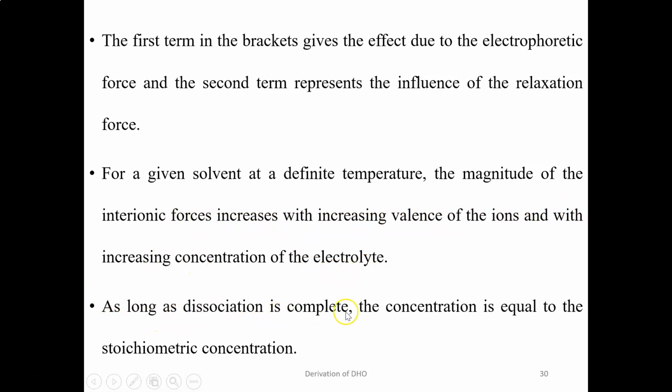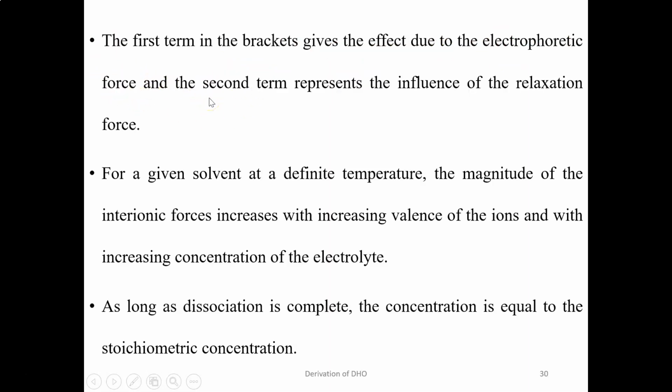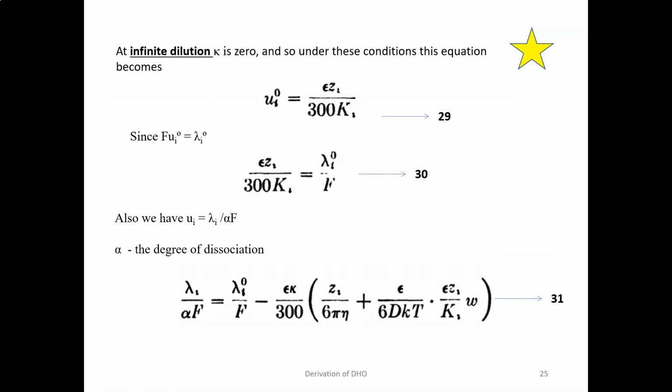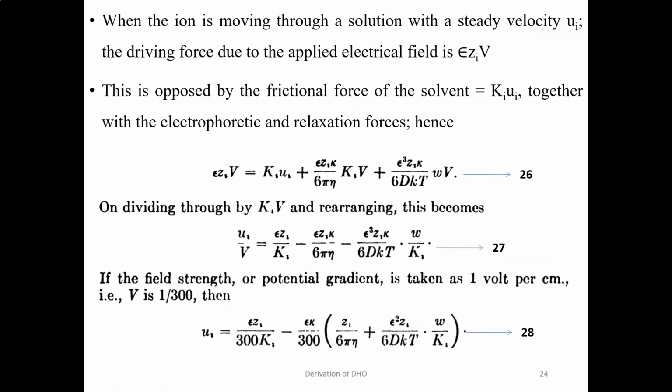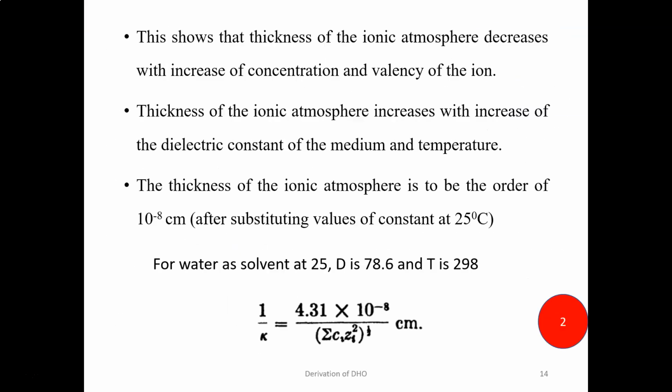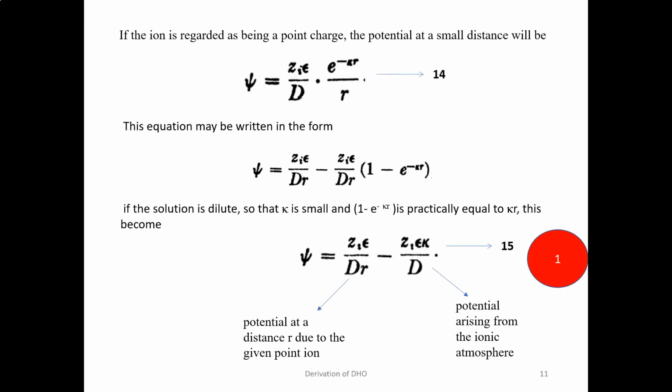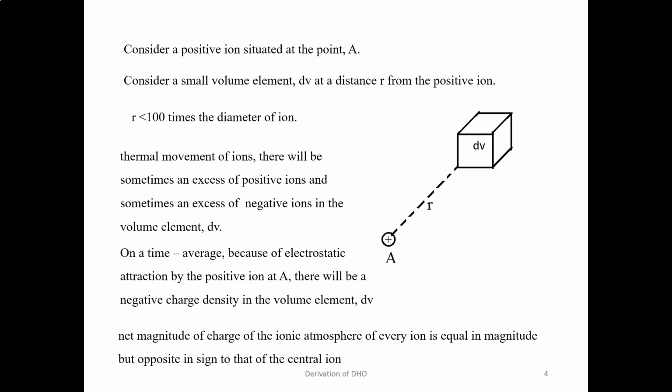As long as the dissociation is complete, the concentration is equal to the stoichiometric concentration. But when there is incomplete dissociation, we have to incorporate the degree of dissociation also in that particular equation. So this is about how we can derive the Debye-Huckel-Onsager equation. Just to mention one more thing, we have derived a long equation, but when you are trying to study, we can cut short this particular derivation.